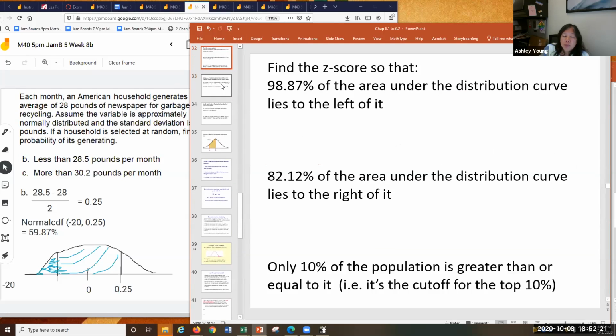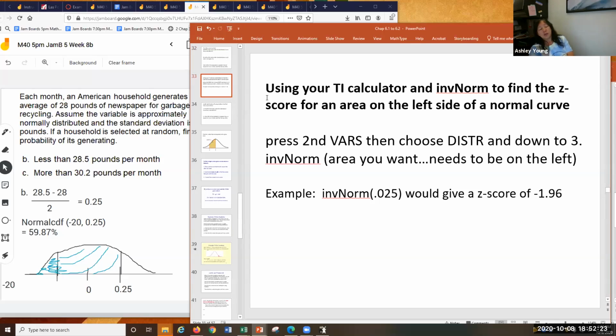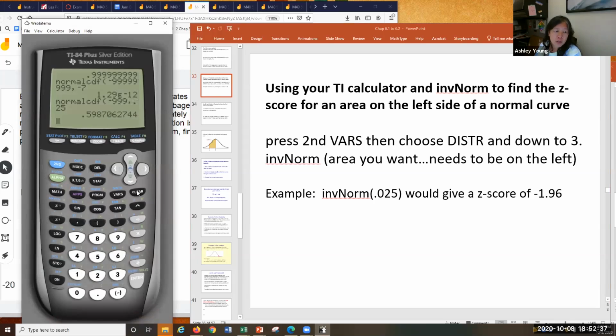So we're going to use our TI calculator and inverse norm to find the z-scores for areas, to find the z-score for an area on the left side of a normal curve. So let's show you how to do it first. You do second vars, go down to inverse norm, and hit enter.